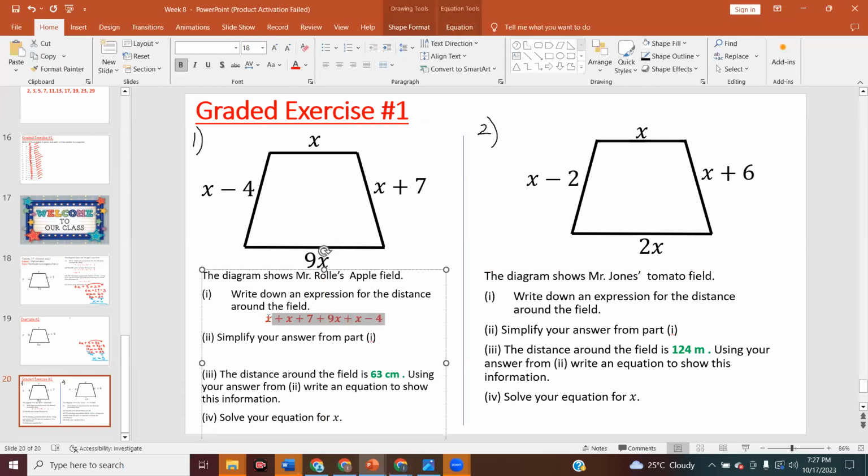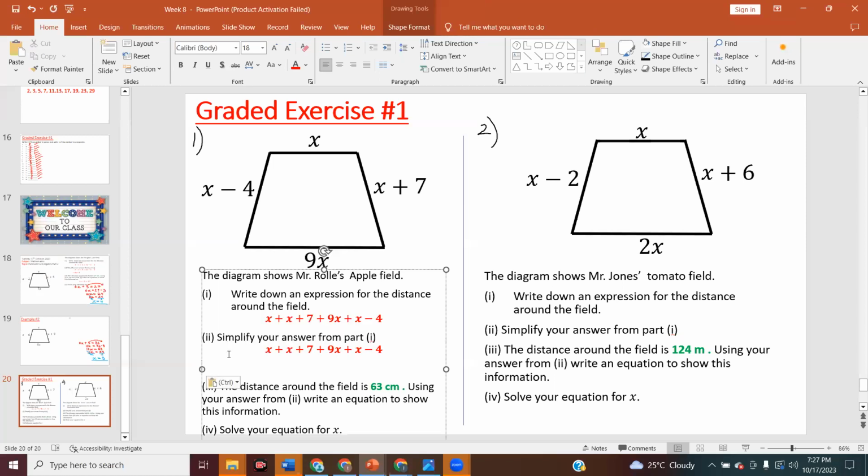The simplified expression: 12x plus 3. What y'all have? 12x plus 3. Yes, sir. Okay, that's what y'all get. Where y'all get the 12 from? From adding the x's.